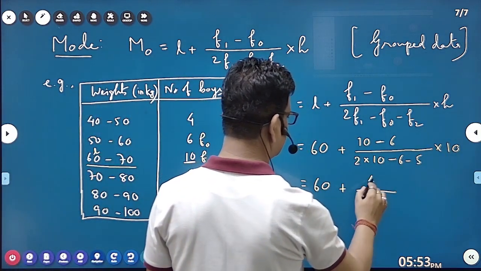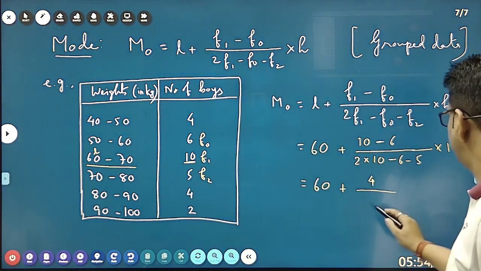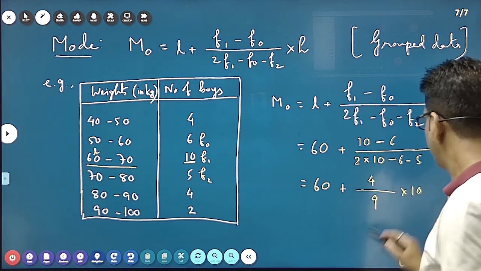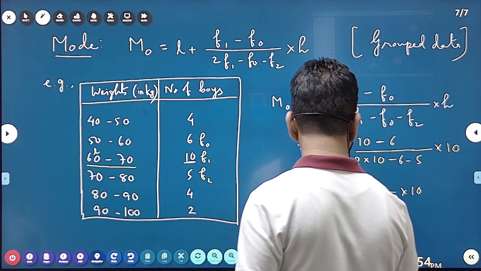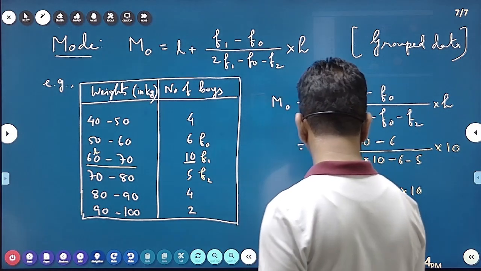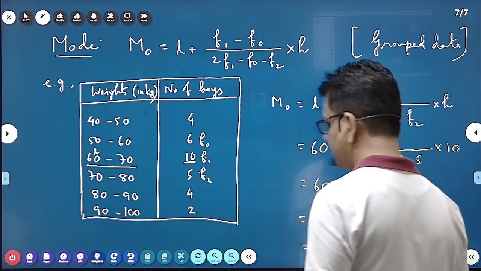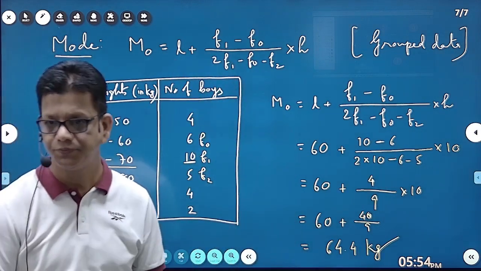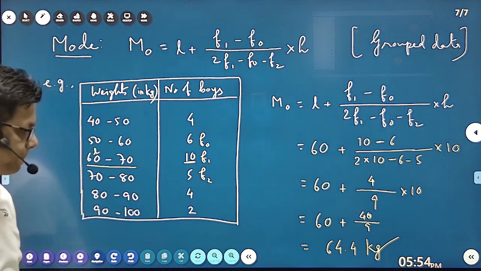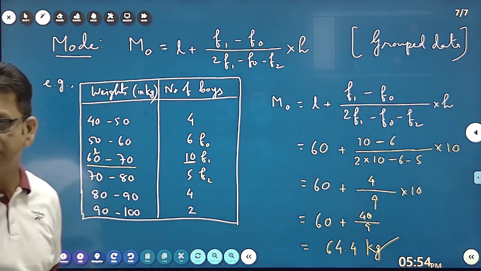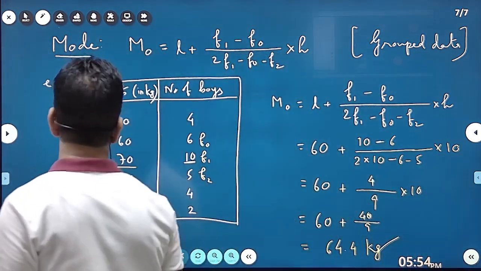60 plus 10 minus 6 is 4. So we can do directly, this is 20, right? 20 and then minus 11. So it will be 9 into 10. So it is 60 plus 4 tens are 40 by 9. Just calculate, you can round it off. What is that? 64.4 kg. This is the mode. Is it okay? All of you? Done? So this is how we can find a mode for grouped data.